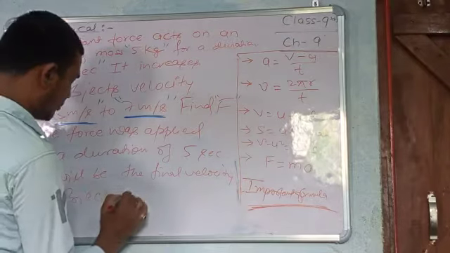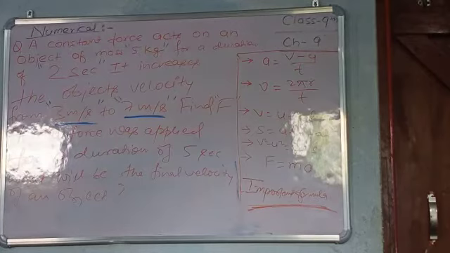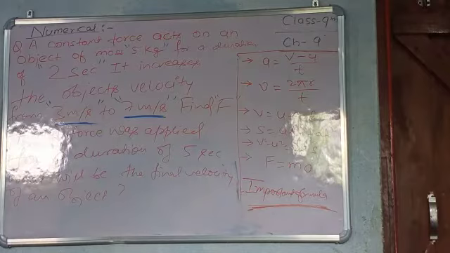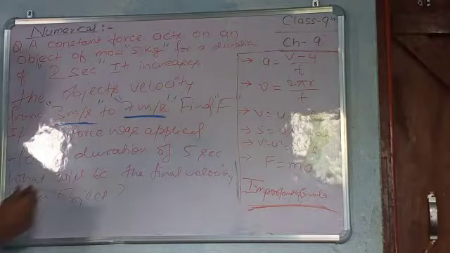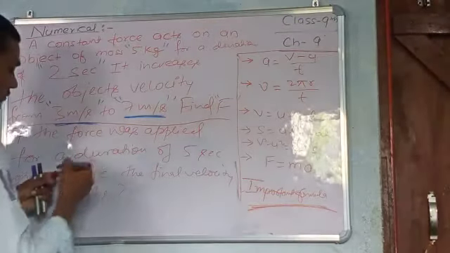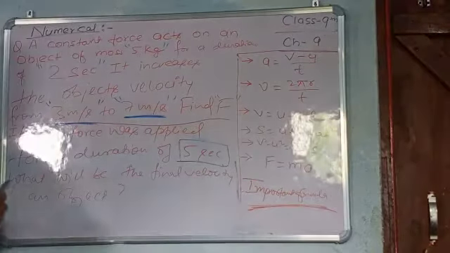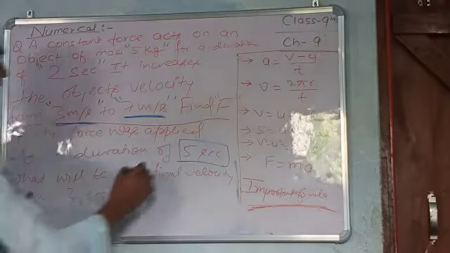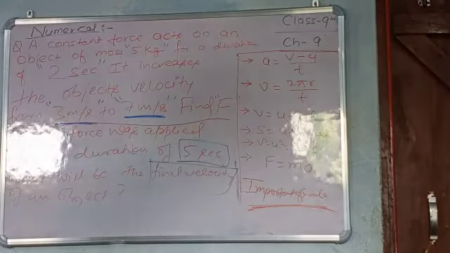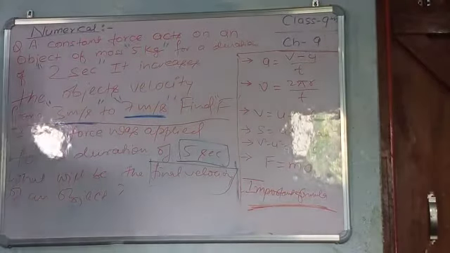Now the question is twisted. The concept is that the force is applied for a duration of 5 second. Okay, 5 second as a given part. So what is the final velocity? We need to find out the final velocity v. Let us see how we can find it out.